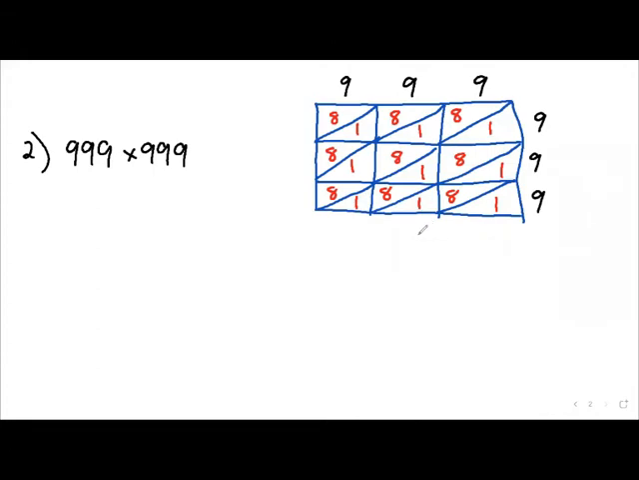Now we're going to do the addition. And of course, if you have problems with addition, well, that's a different story. But we're done multiplying here. Let's see what we get now. We're going to add now. And remember, we add down the diagonal.